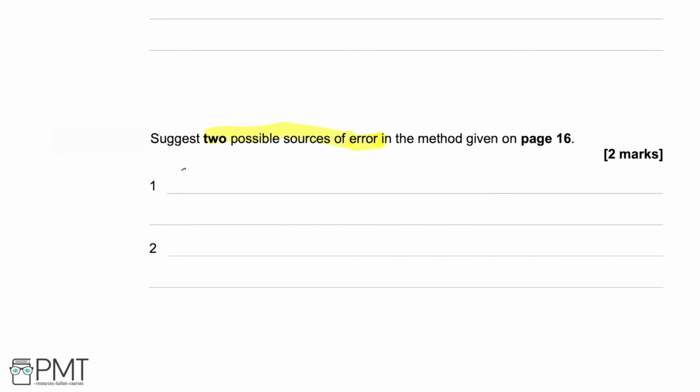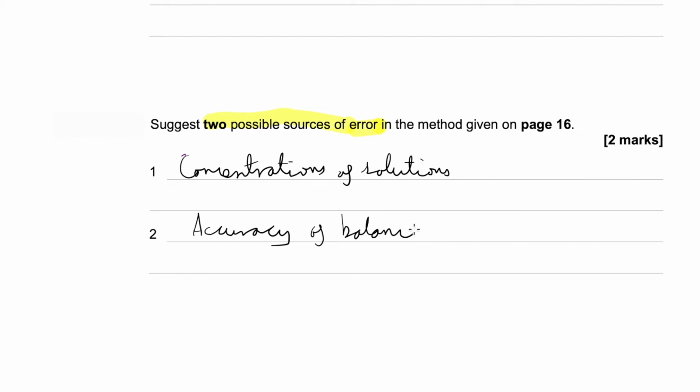Now any of the errors that we've mentioned would be valid and would gain a mark, but I'm going to choose 2, the concentration of solutions and the accuracy of the balance.